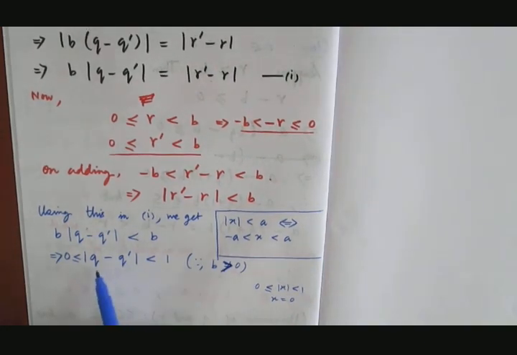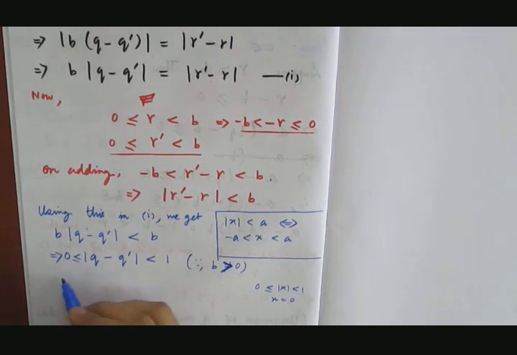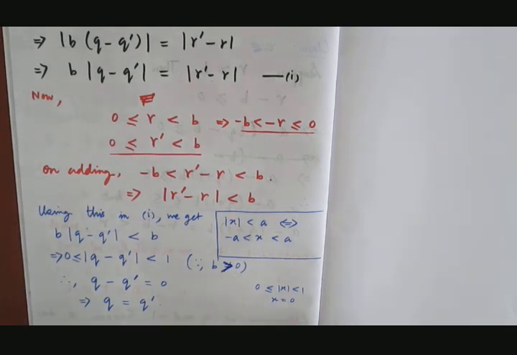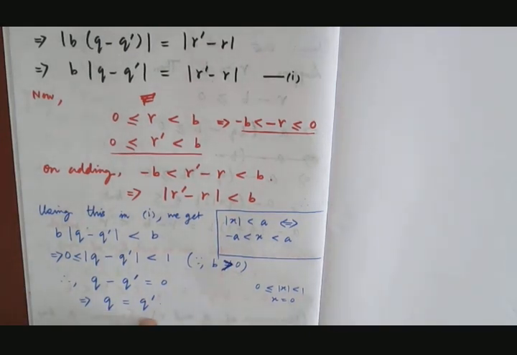So I know that q minus q dash is an integer. So what should I write? The only thing is q minus q dash must be 0. And that implies q must be equal to q dash. So I've done the proof for uniqueness of q dash.